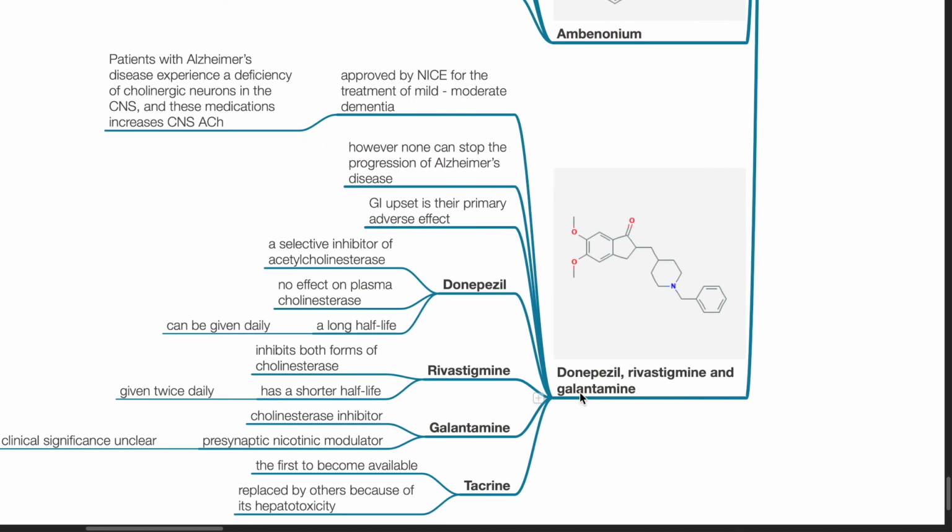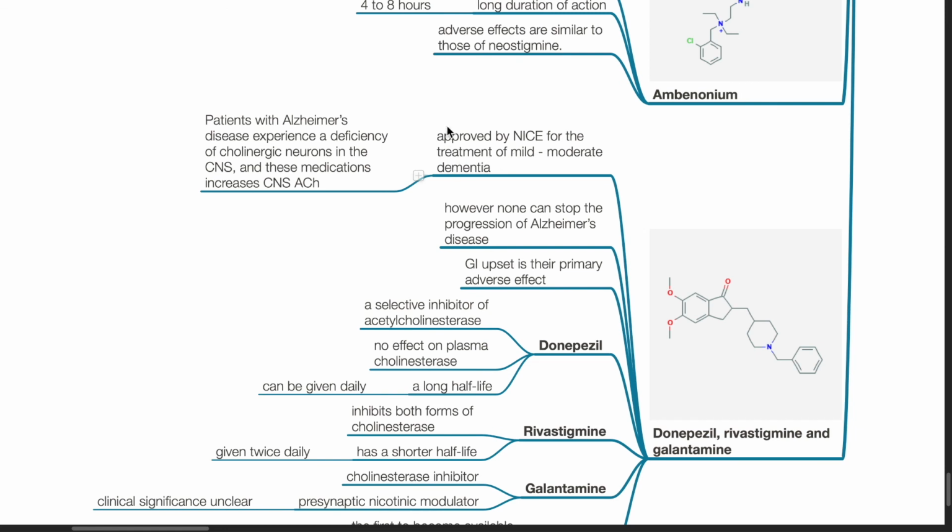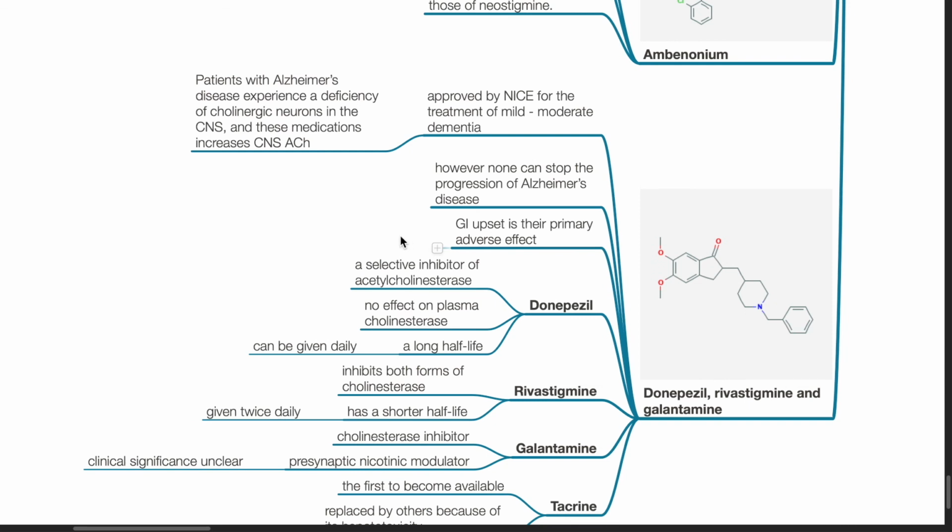Donepezil, rivastigmine, and galantamine. These drugs are approved by NICE for the treatment of mild to moderate dementia. Patients with Alzheimer's disease experience a deficiency of cholinergic neurons in the CNS, and these medications increase CNS acetylcholine. However, none can stop the progression of Alzheimer's disease. GI upset is their primary adverse effect.